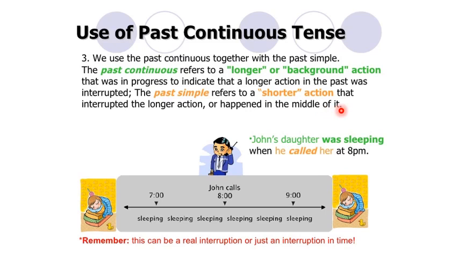Look at this example. John's daughter was sleeping when he called her at 8 p.m. So first sentence is in past continuous tense and the second sentence is in simple past tense. So first sentence, was sleeping, is a longer action and called her is a shorter action. Remember, this can be a real interruption or just an interruption in time.